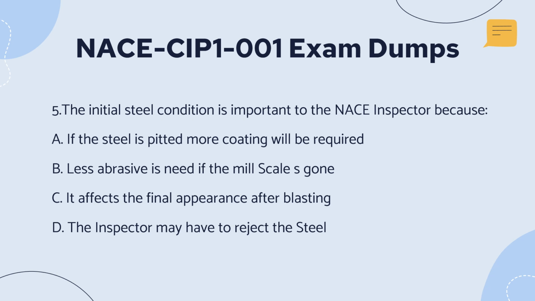5. The initial steel condition is important to the NACE inspector because: A. If the steel is pitted, more coating will be required. B. Less abrasive is needed if the mill scale is gone. C. It affects the final appearance after blasting. D. The inspector may have to reject the steel.